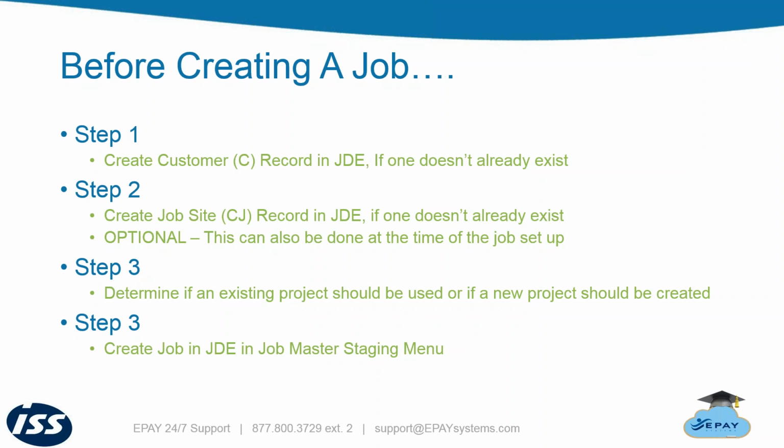So you can do it one of two ways. For those of you that are familiar, you can create a CJ record in address book batch revisions or in job master staging at the time of the job setup. Step 3 is to determine if an existing project should be used or if a new project should be created. So whether or not you have a project existing for the customer that you've recently signed a contract with. And step 4, create the job in JDE in the Job Master Staging menu.